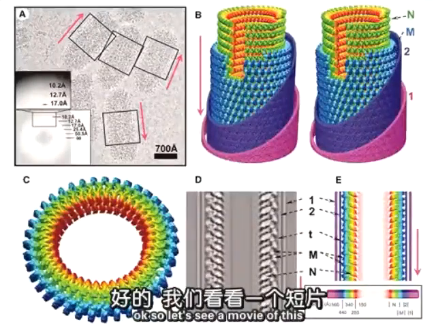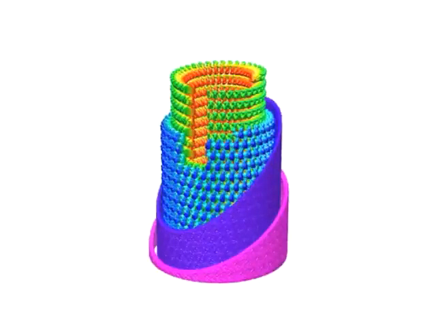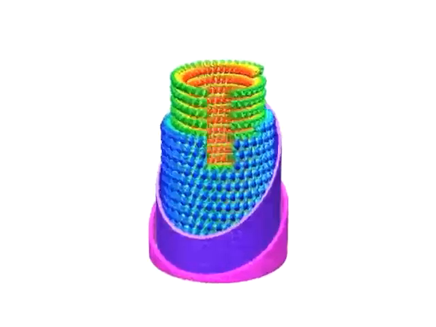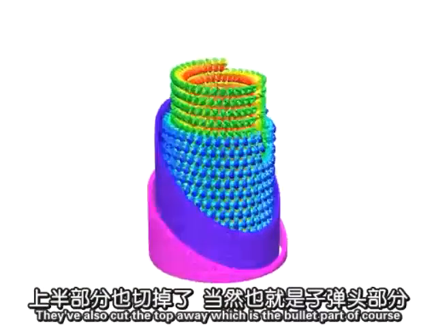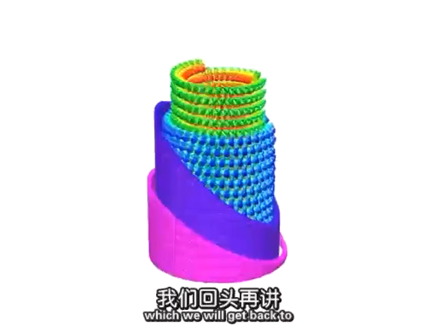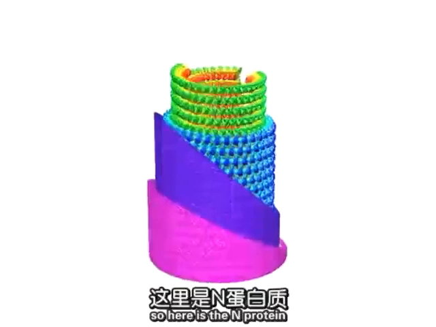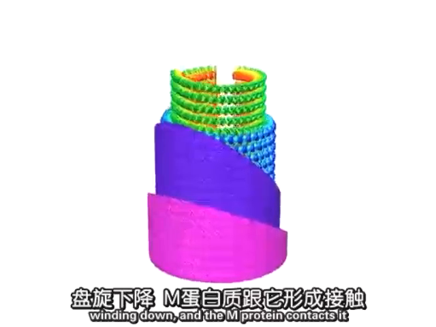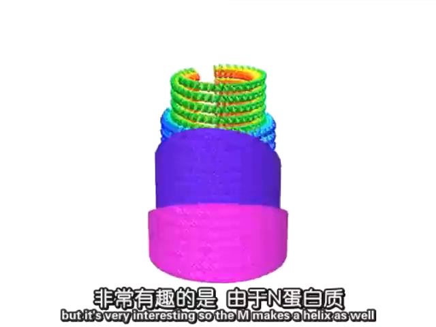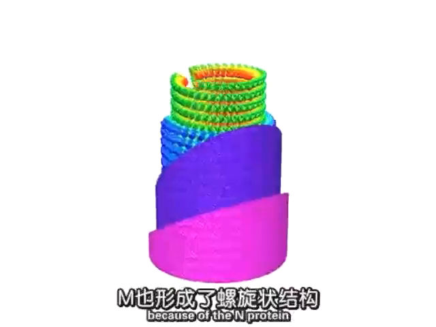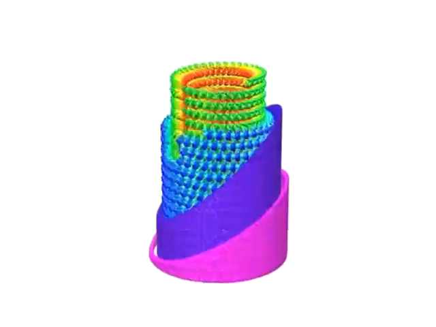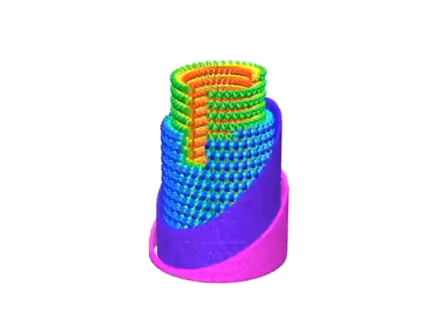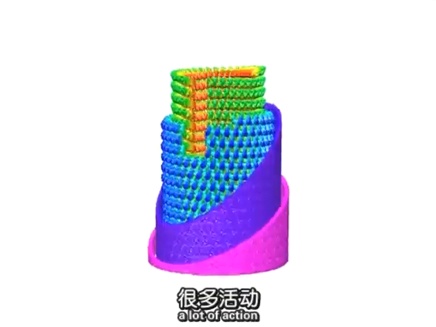Okay, so let's see a movie of this. They're rotating it so we can see, and they've cut away part of it. They've also cut the top away, which is the bullet part, of course, which we'll get back to. This is very interesting. So here's the N protein making its nice helix, winding down, and the M protein contacts it. But it's very interesting. So the M makes a helix as well because of the N protein. It's very exciting, isn't it? A lot of action.